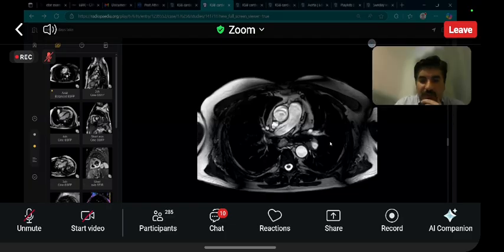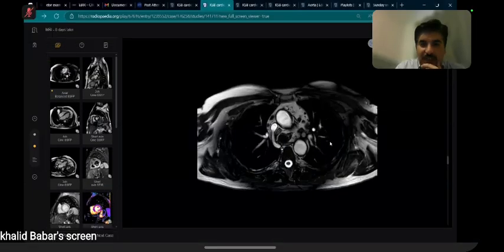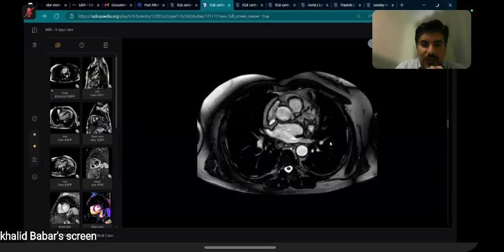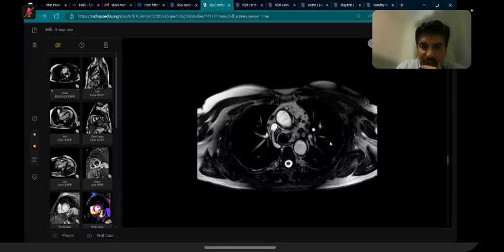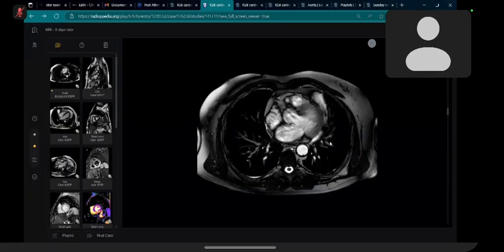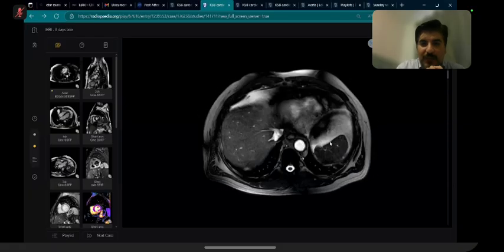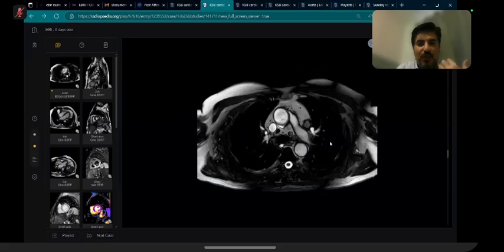So here is the anatomy sequence. Do you want to scroll? I will scroll it for you initially. Thank you. I think it will be easier. So these are the white blood sequence. We initially do a white blood sequence.